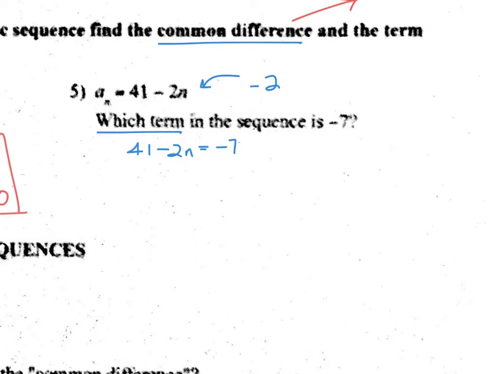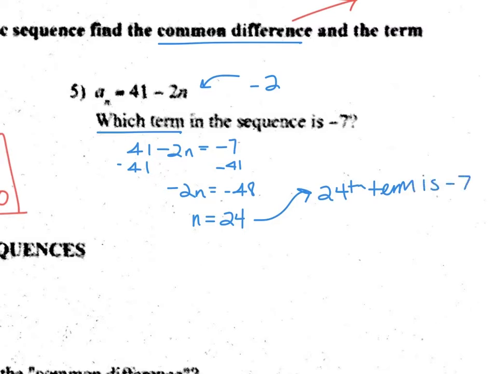All right, then if we solve that out, minus 41, negative 2n equals negative 48, which means n, when I divide, is going to equal 24. So what that means is that the 24th term is negative 7. Or in other words, f of 24 is negative 7. So see the difference there. I'm not actually plugging negative 7 in. I'm trying to figure out when will the equation equal negative 7. That's why negative 7 isn't inside the function when I write it there.